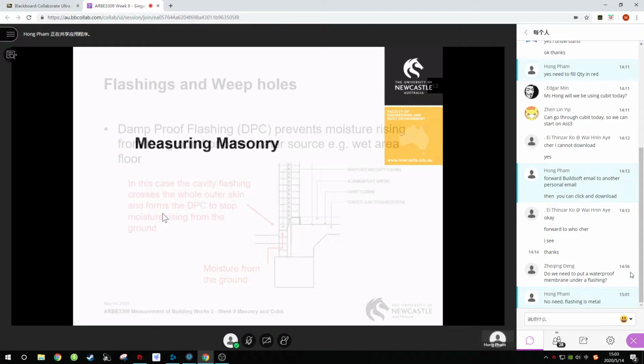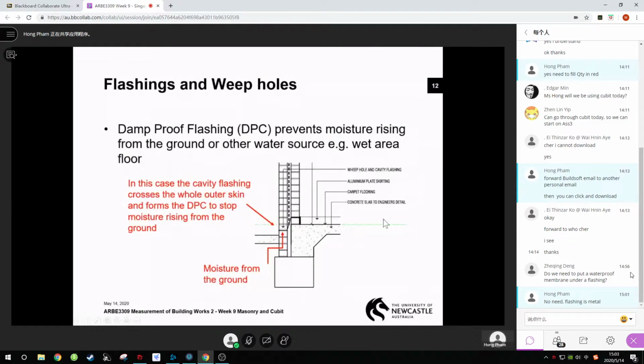Where you're in touch with the ground, you've got to look and see, do I need a damp-proof course, a DPC? And where you breach the cavity, bottom or top, you need a flashing of some sort, a cavity flashing. So just watch out for that. It's something you really have to think about, going around opening by opening and seeing what you need.